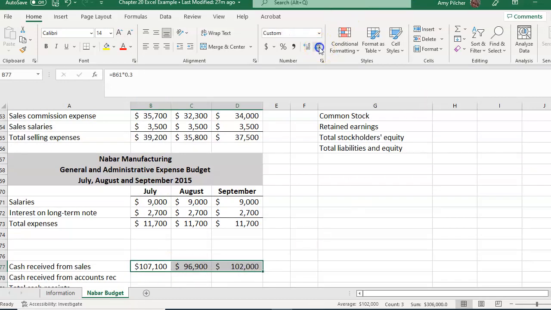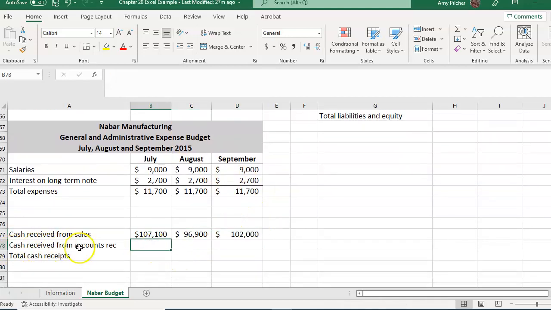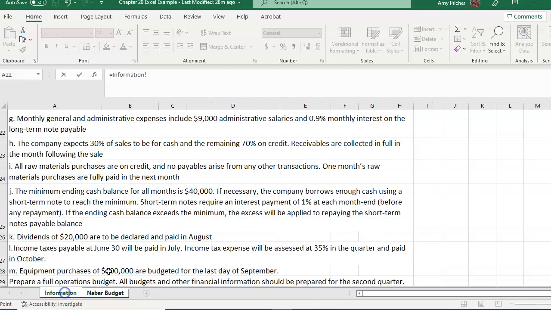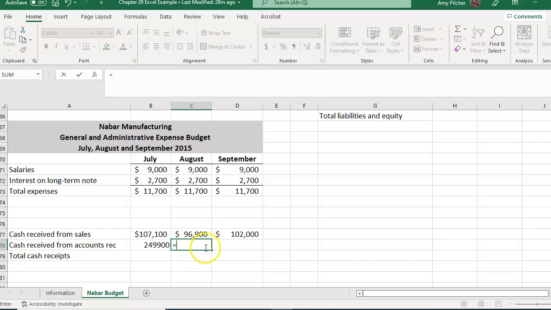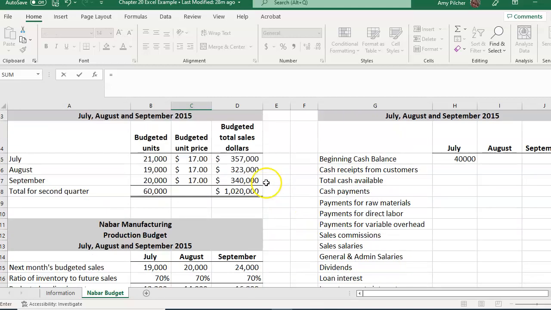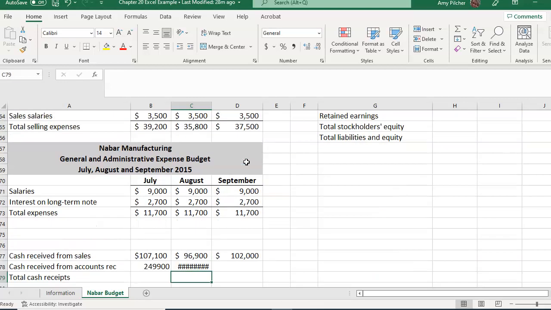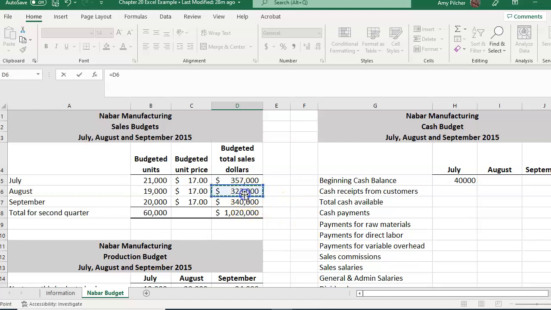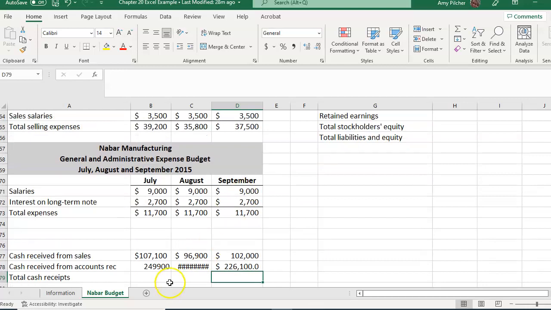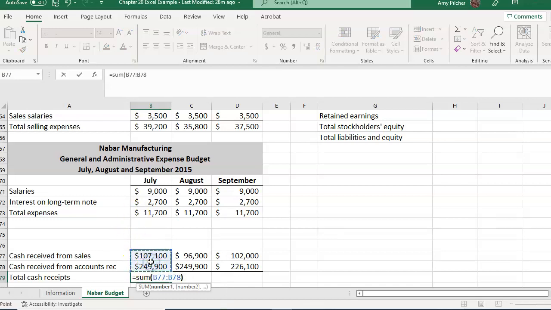And I'm going to carry that across and then get rid of. Okay. And then my cash received from accounts receivable. So in July, I'm going to receive my accounts receivable from June, and that is on my budgeted income statement. So my accounts receivable from right here, I'll receive in July. In August, I'm going to receive 70% of June's sales. So June or July sales times 0.7. And then in September, I'm going to receive August sales times 70%. So if I add those together, that gives me my total cash receipts for each month.